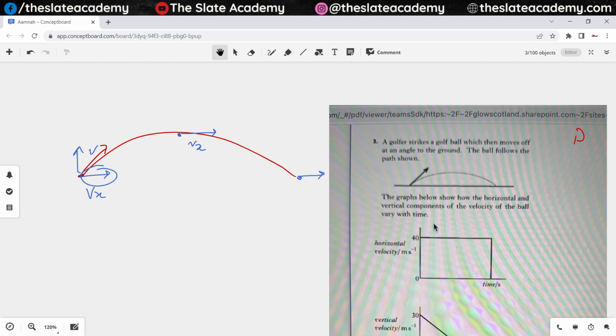So Vx stays the same, and that is what is shown over here in the graph: throughout the motion of the ball, the horizontal component remained the same, 40 meters per second. The other thing is about the vertical motion of the projectile.